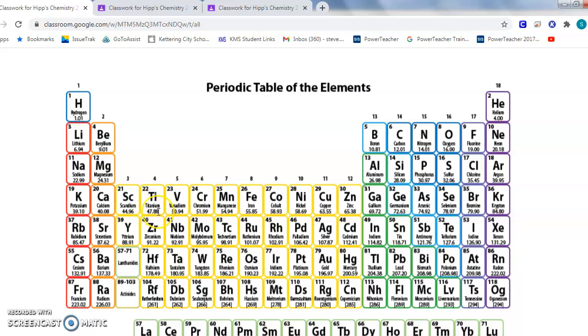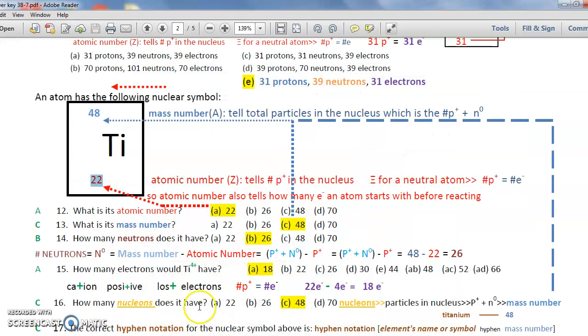This 47.88 is the average mass of the naturally occurring isotopes of titanium, because not all titanium atoms have to have the same mass. They all have 22 protons, but they can have different numbers of neutrons, giving them different masses. That's what we call isotopes, different forms of the same atom that vary in numbers of neutrons. So this 47.88 is the average mass of the titanium isotopes, and that average mass is called the atomic mass.